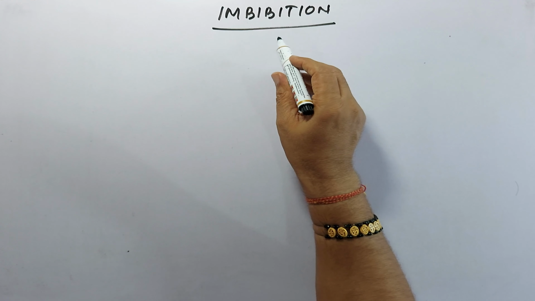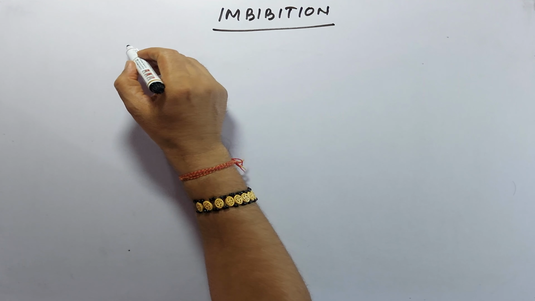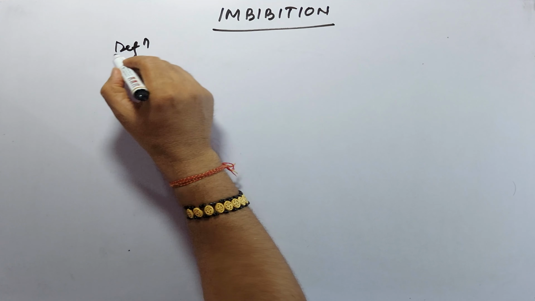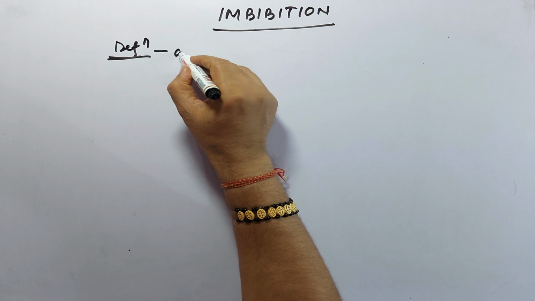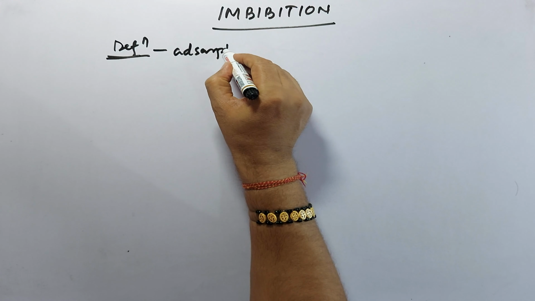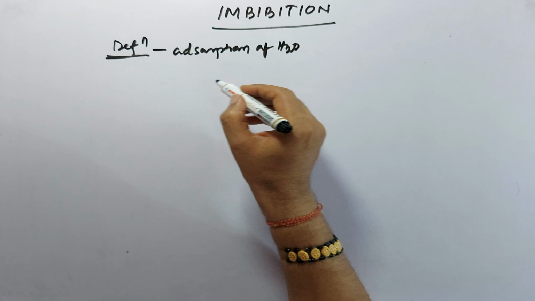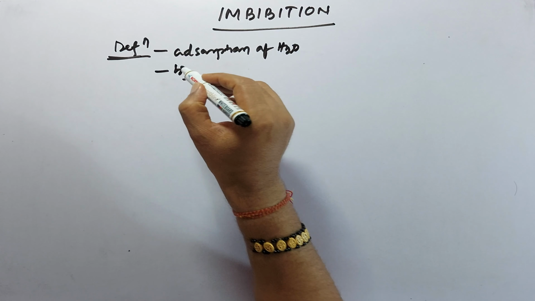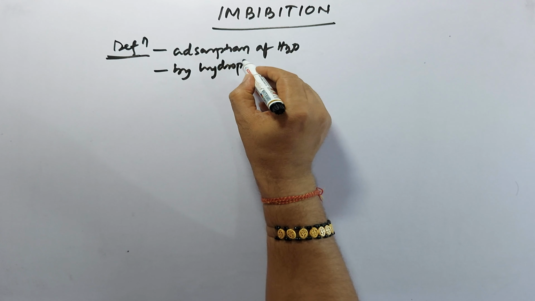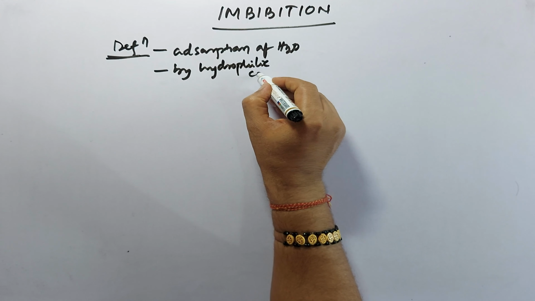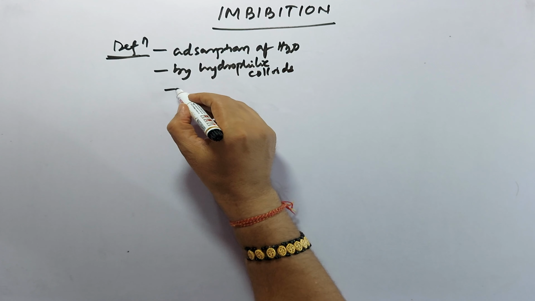So what do you mean by imbibition? We can write the definition first. Imbibition can be defined as the adsorption of water by hydrophilic colloids of dry substances.